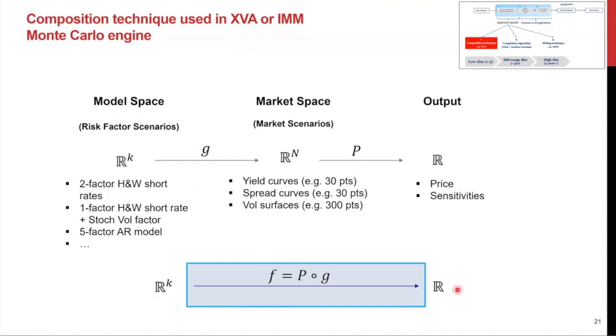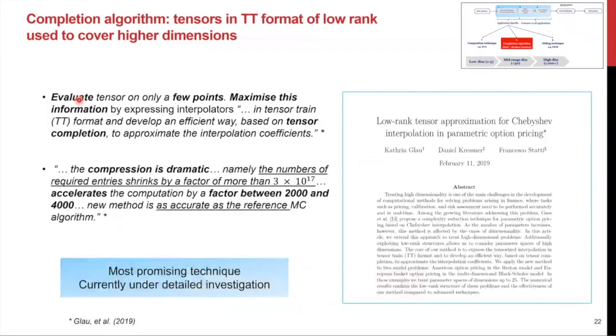We can think of F as being a pricing function, not in terms of the market space, but in terms of the model space. And this is very important because for that F, we can actually build Chebyshev tensors. So it's very good. Now we go to the completion algorithm.